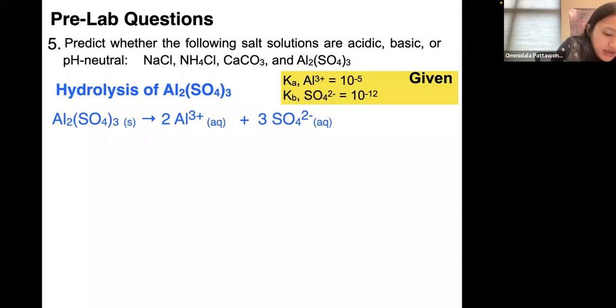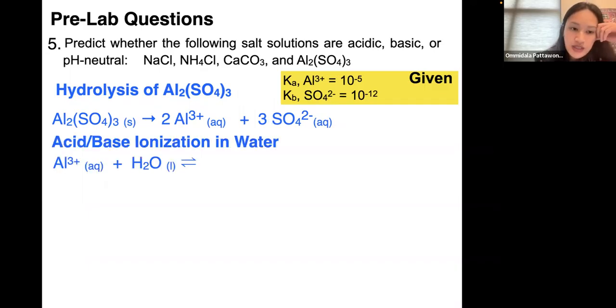Again, this subscript tells us that there are 2 aluminum. This tells us that there would be 3 sulfate. The charge of aluminum can be found on the periodic table, from its location on the periodic table, and sulfate is part of the polyatomic ions you need to learn from last term that contain 2 negative charge. Okay, so again, do the same thing again. We are going to react each of these with water.